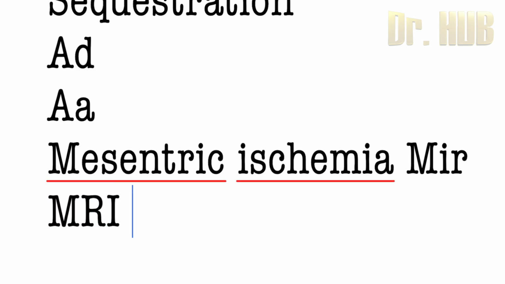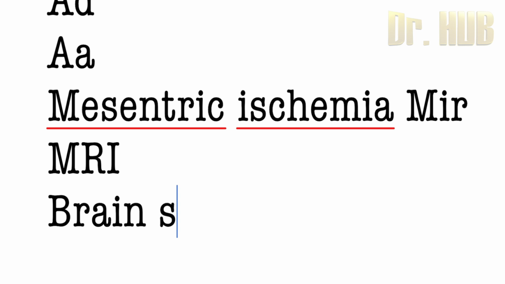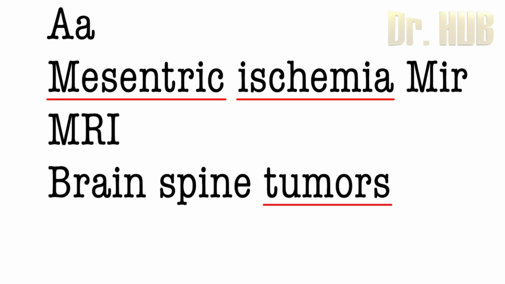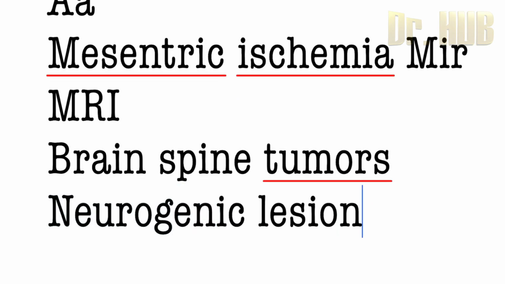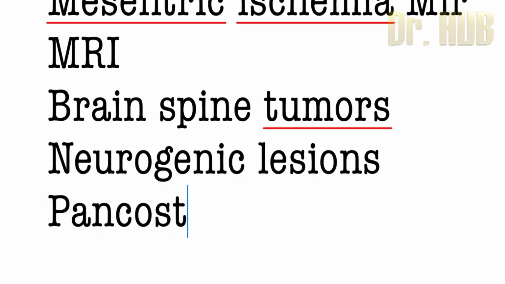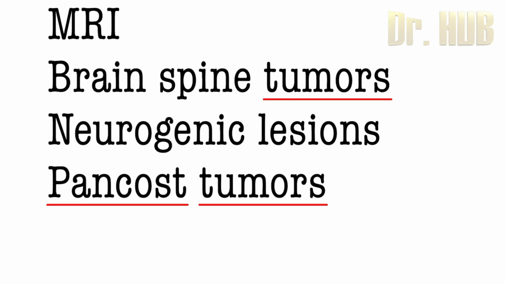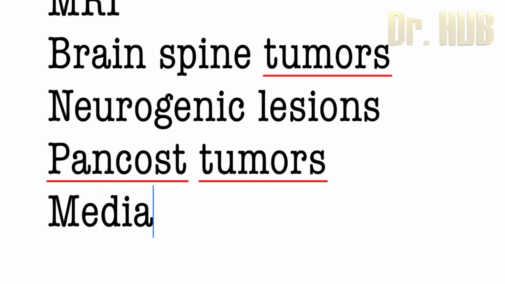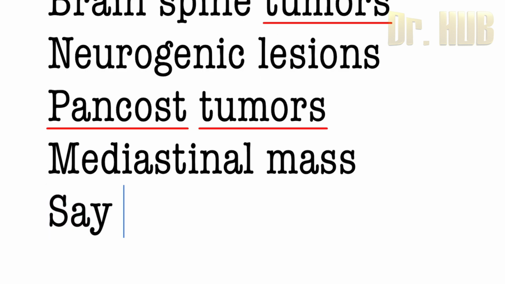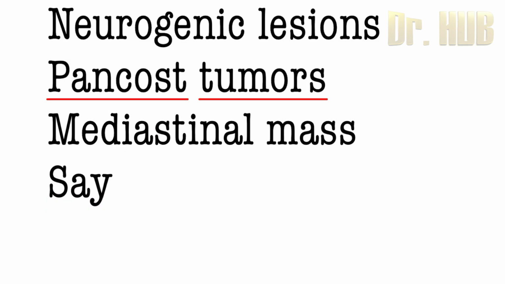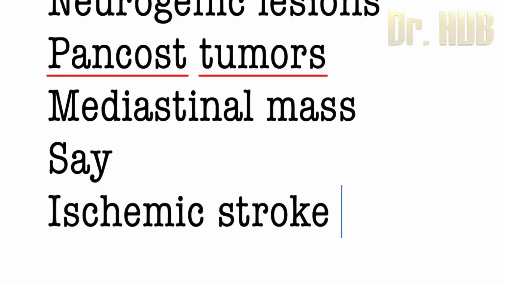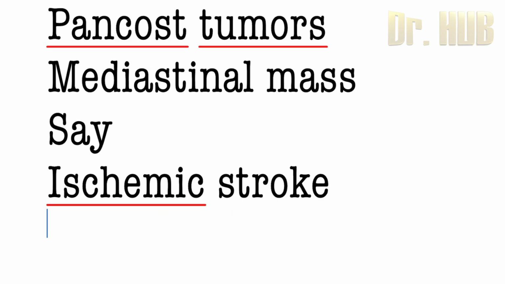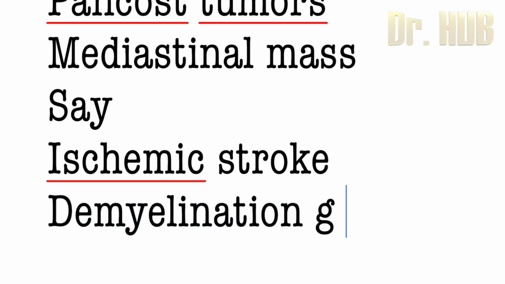What is the IOC in MRI? You have the brain and spine tumors, neurogenic lesions, Pancoast tumors, then the posterior mediastinal mass, the chronic SAH, that is SAH that is missed on NCCT, the diffuse axonal injury, and DWI, gradient MRI. The most sensitive investigation for the ischemic stroke is MRI, as well as brain tumors, spine tumors, infections, and demyelinating disorders.